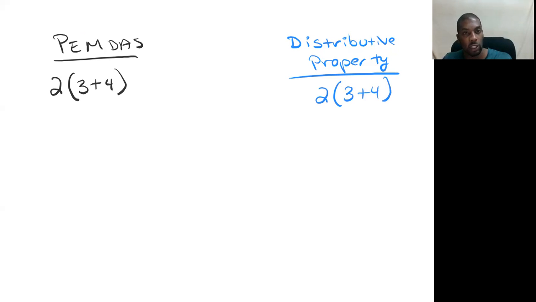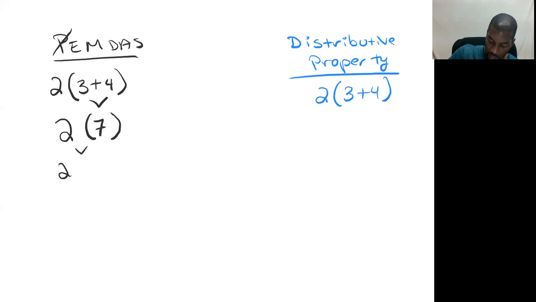Okay, so on the first one, let's use PEMDAS. We start with our parentheses, right? Do I have parentheses? Yes, I do. 3 plus 4 is 7. Keep them. Then I have multiplication. 2 parentheses 7 is the same thing as saying 2 times 7.